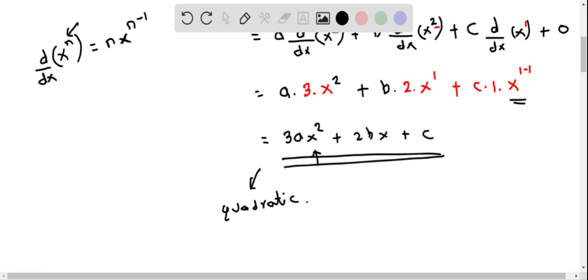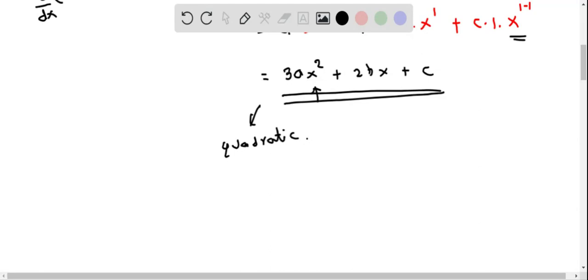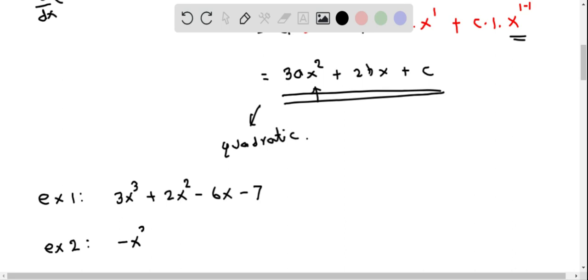So it is a quadratic polynomial. So now we can have some more examples to understand that. I'm going to give 2 examples. Example 1 for a cubic polynomial: we can consider 3x cubed plus 2x squared minus 6x minus 7. This is example 1. And let me give one more example, that is negative x cubed minus 5x. So these two are cubic polynomials. Let's find their derivatives. I'm going to find the derivative of these polynomials.